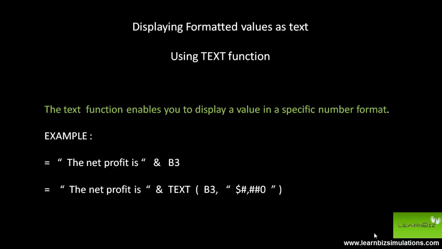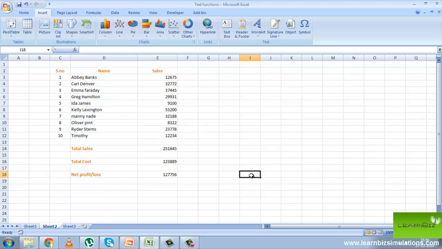Next, we'll look at displaying formatted values as text. The TEXT function enables you to display a value in a specific number format. For example, the first example shown here will simply conjoin the two strings without formatting it. That is, it is a raw value. To improve readability, you might want to display the contents of the cell by using a currency number format.